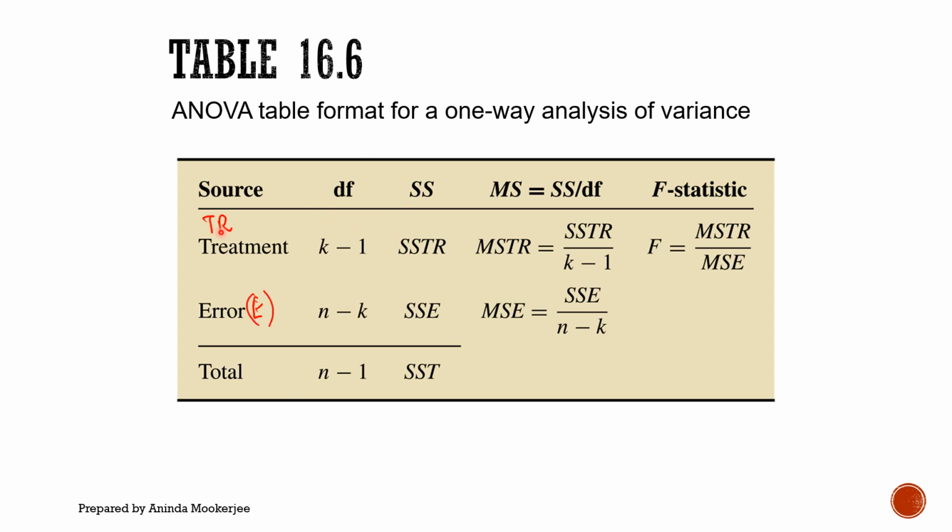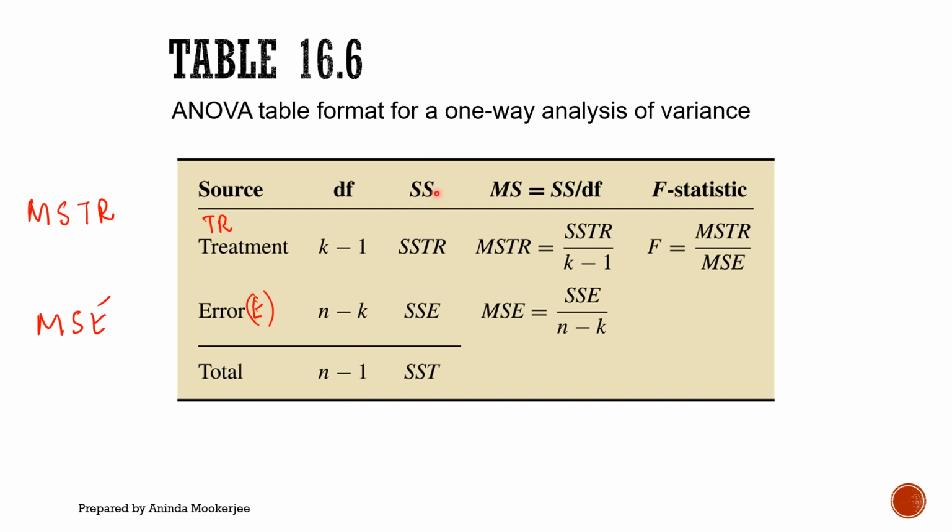And the DF for the treatment is k minus 1. Remember, the final formulas are MSTR for the treatment, and then we have MSE for the error. We start with the DF in the second column. That's k minus 1, the number of populations, also called number of treatments, minus 1. And DF for the error is n minus k, which we use in the denominator. And when we sum them up, it should be n minus 1. The total of the DFs should amount to n minus 1.